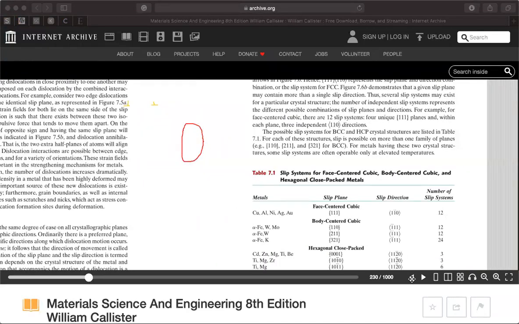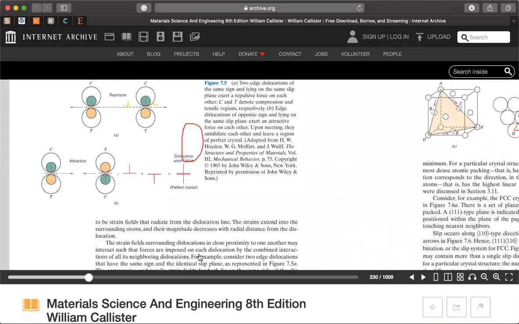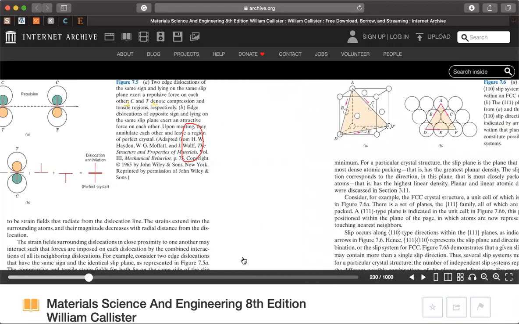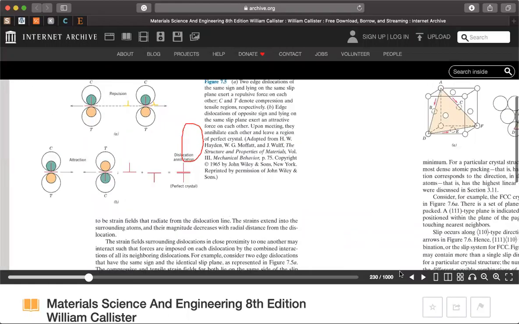Let's come here. Zoom out a little bit. So what's happening here? The one to the left in part B will come closer to the one to the right in part B. Why? Because the one to the left has compression force on top of it, right?